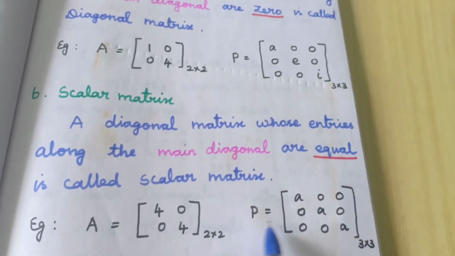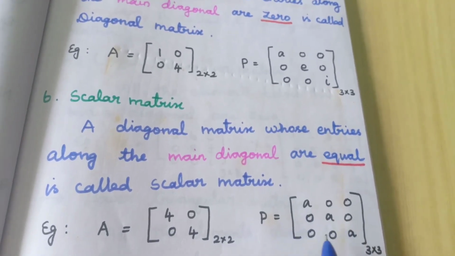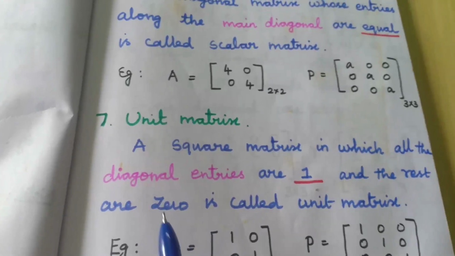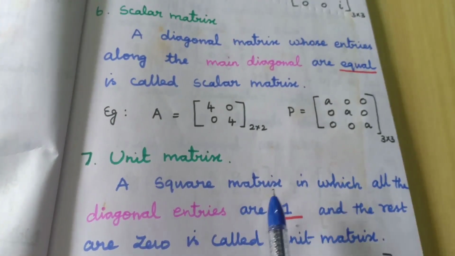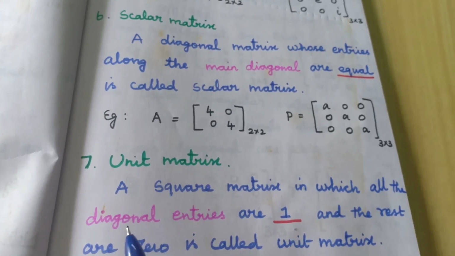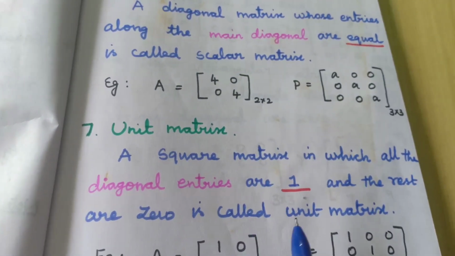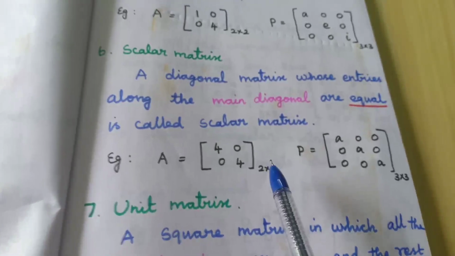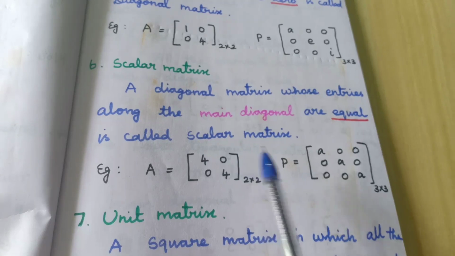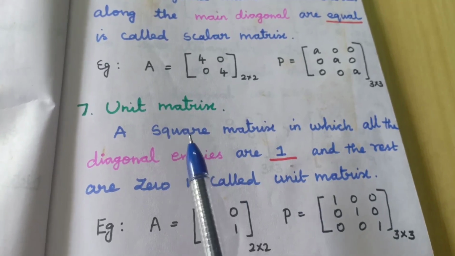Here, the matrix P, which is of order 3 by 3, the main diagonal elements are equal, that is a. So we can say this matrix is a scalar matrix. Seventh one, unit matrix. A matrix, particularly a square matrix, in which all the main diagonal entries are 1 and the rest are 0, is called the unit matrix. In the scalar matrix, all the main diagonal elements are equal. In the same way, when the main diagonal elements are equal to 1, that matrix is called the unit matrix.